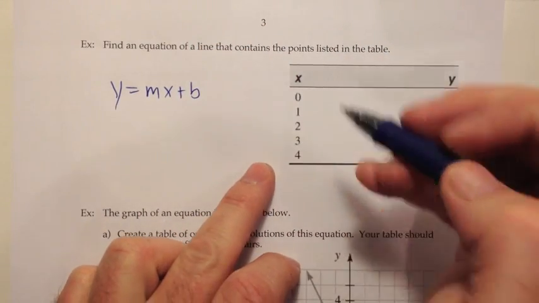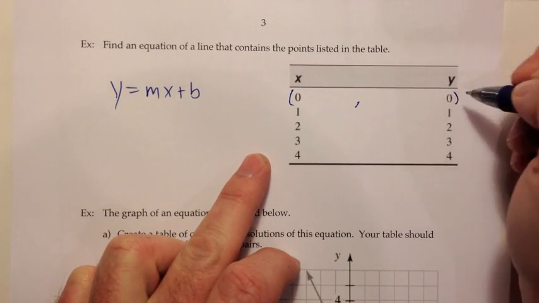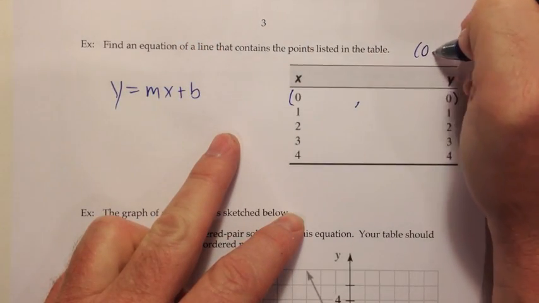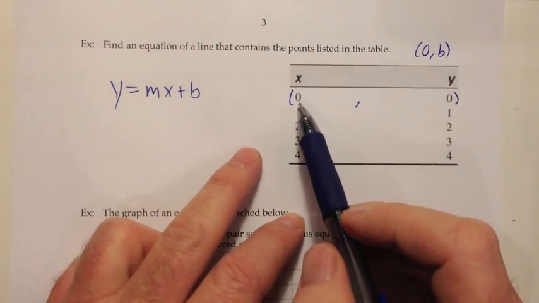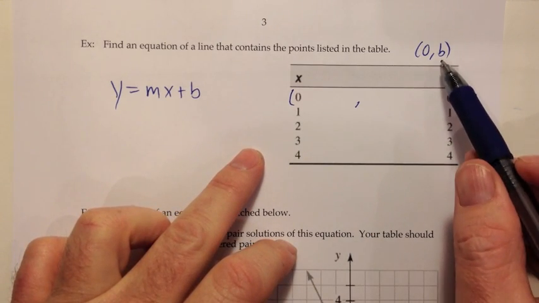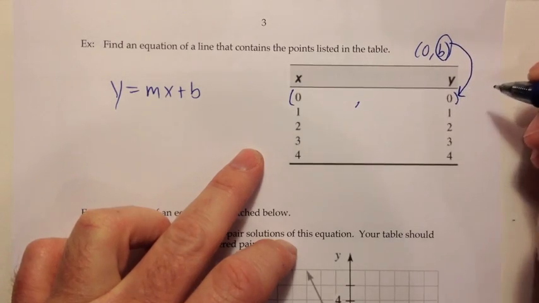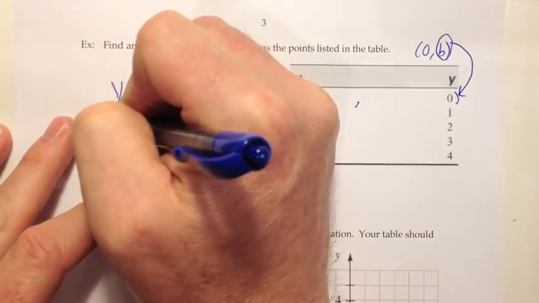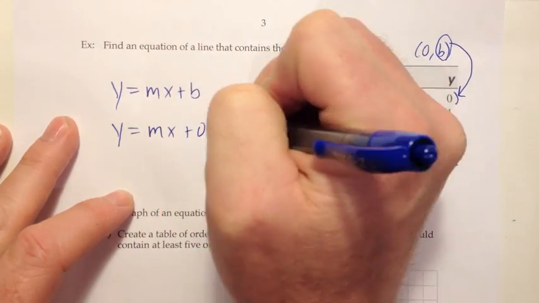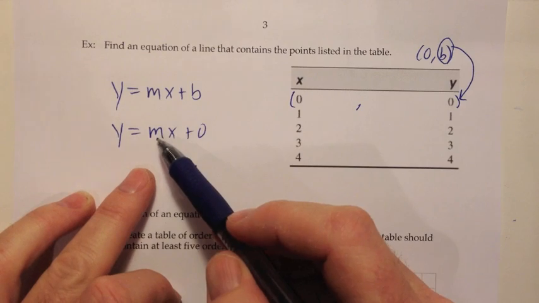Well, one of the things that we want to remember is that if you put in an x of 0, then what you get out is the y-intercept value b. Remember, the y-intercept is always 0, b. So if they show you a table and the x is 0, then whatever goes with that is always the b. So I'm learning from this table right away that b is equal to 0. So I could move down then and say, okay, so my equation is y equals mx plus 0, or just y equals mx.